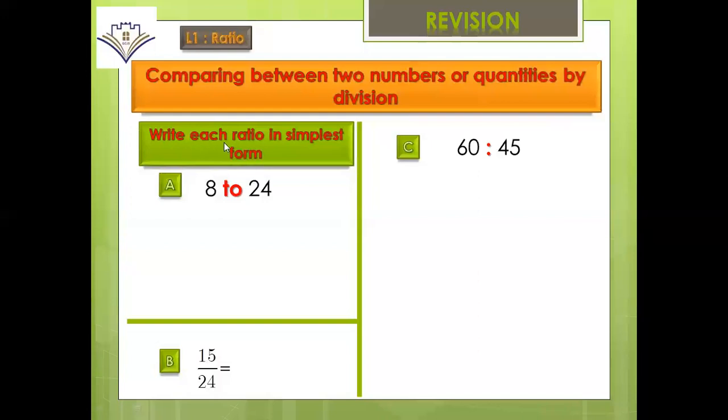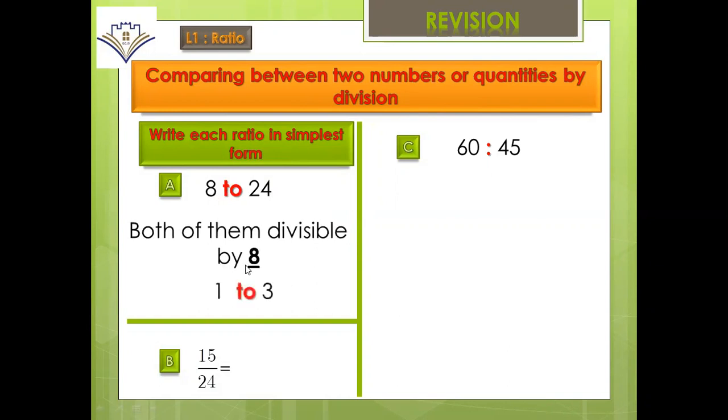The first question is write each ratio in simplest form. 8 to 24. Both of them are divisible by 8. Then 8 divided by 8 equals 1, and 24 divided by 8 equals 3. Then 1 to 3 is the simplest form.